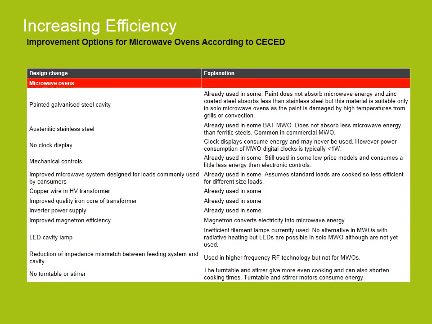Sourced from the European Committee of Domestic Equipment Manufacturers, this table similarly makes suggestions for improving the efficiency of microwave ovens. A number of these, such as removing clock displays or implementing mechanical controls, are commonly in use today.